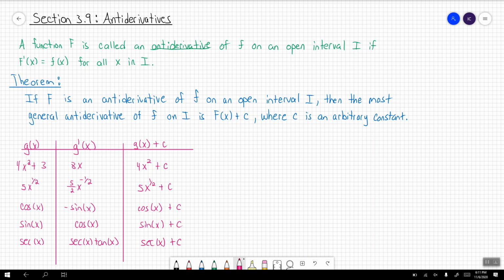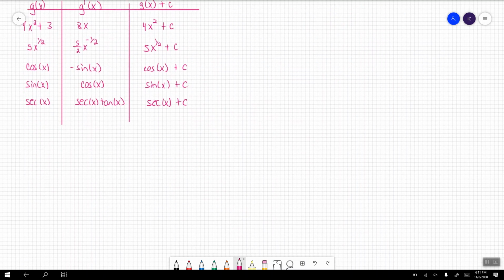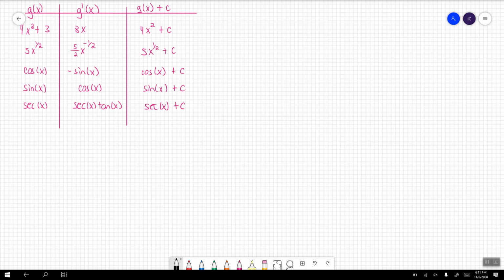Now, here's an example to illustrate what it is that we're doing here. So we want to find the function f of x, and this is going to be where f prime of x is equal to secant squared of x plus 4x cubed.